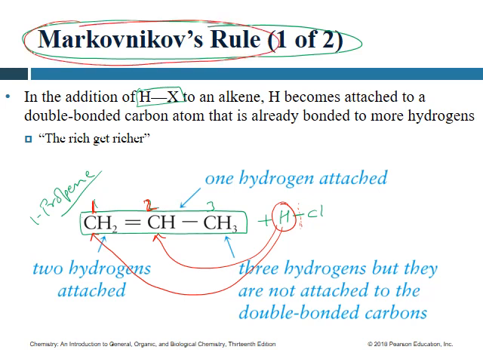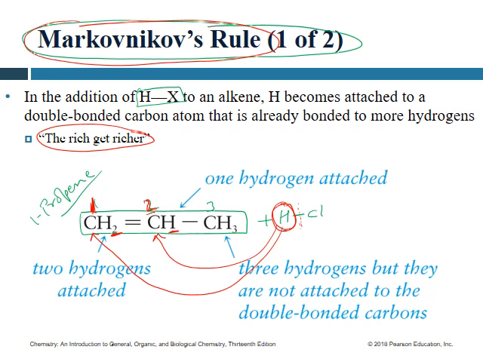This rule tells you that the rich get richer. What does it mean? The carbon that already contains a high number of hydrogens will get the hydrogen from the hydrochloric acid, HCl. So out of the first carbon and second carbon, which carbon has the highest number of hydrogens? Carbon number 1 has 2 hydrogens, compared to carbon number 2 that has only 1 hydrogen. So that means rich get richer. Hydrogen will go to that carbon of the double bond that has the higher number of hydrogens.